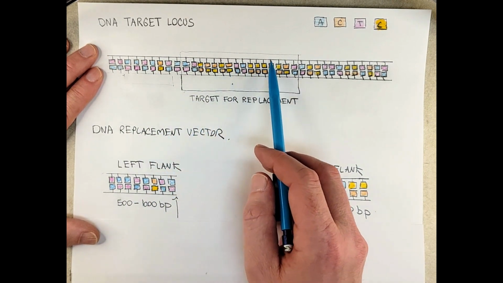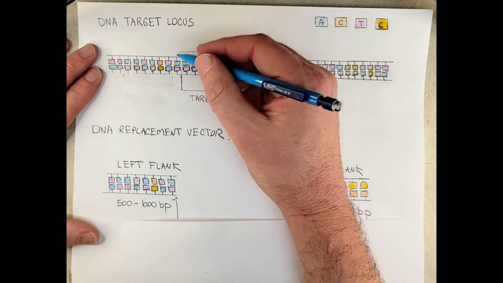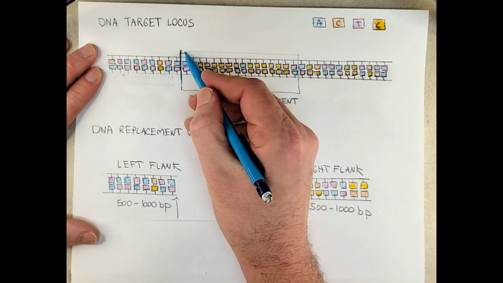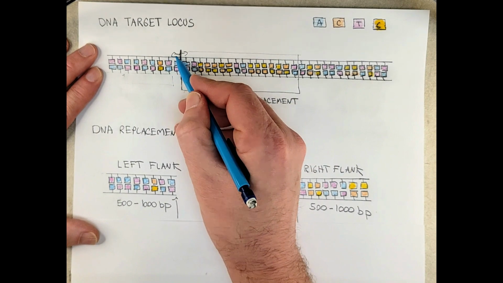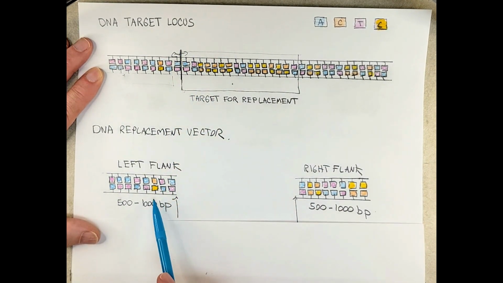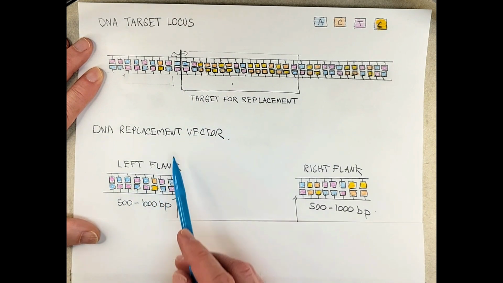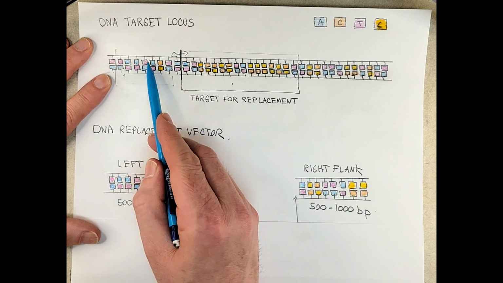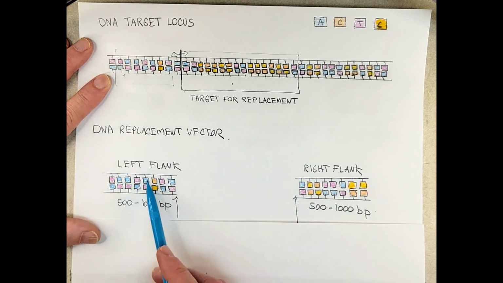So if we want to replace this region right here, and we want the point where the replacement starts to be to the right of this, well, we would need 500 to 1,000 base pairs of sequence to the left of this point. And that's what I've diagrammed down here. You can even match up the colors if you want. So I think we go to right here. Pink, blue, blue, pink. Okay. Here we go. So that's the left flank.